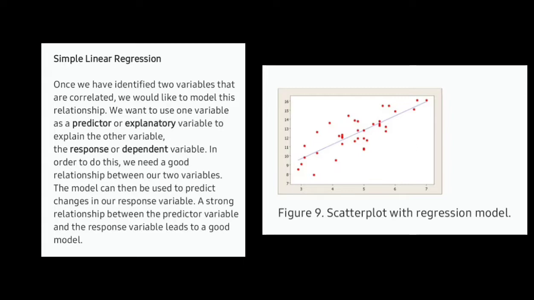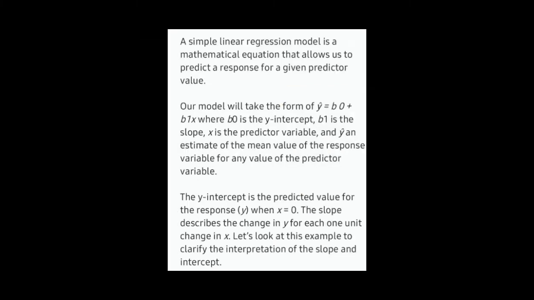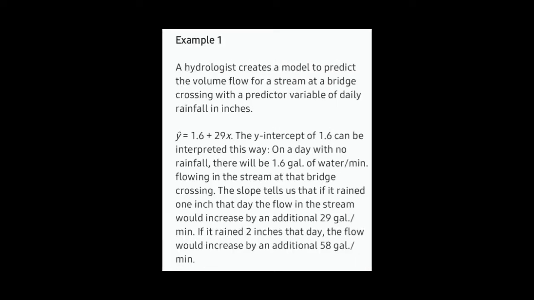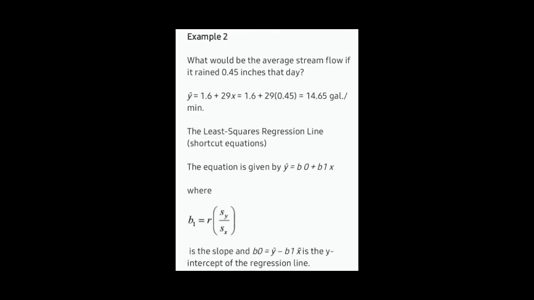To do this, we need a good relationship between our two variables. A strong relationship between the predictor variable and the response variable leads to a good model. A simple linear regression model allows us to predict a response for a given predictor value. Here are some examples of simple regression.